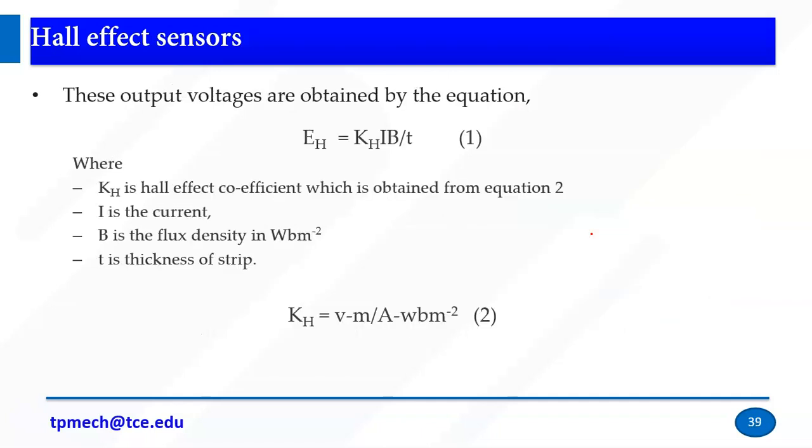So it is measured by the output voltage. How do we measure it? With the formula VH = KH IB/T. KH is the Hall effect coefficient. It is measured with the help of this formula: I is current, B is flux density, T is thickness, right? So this is the formula. If we substitute in the formula we can get the output voltage. Once we know the output voltage, we can tell whether the object is in the magnetic field or has been displaced. This is the Hall effect sensor, right?